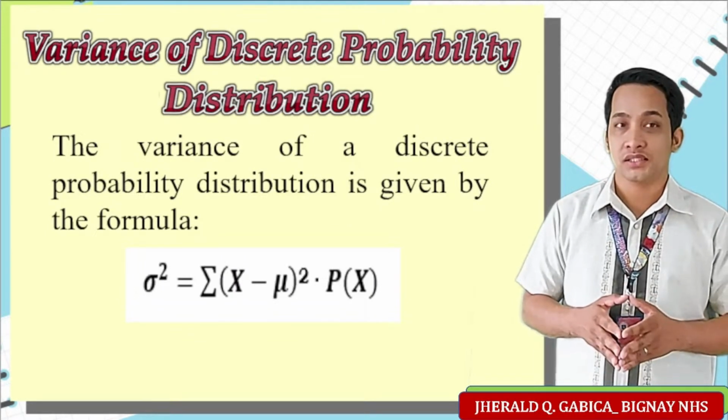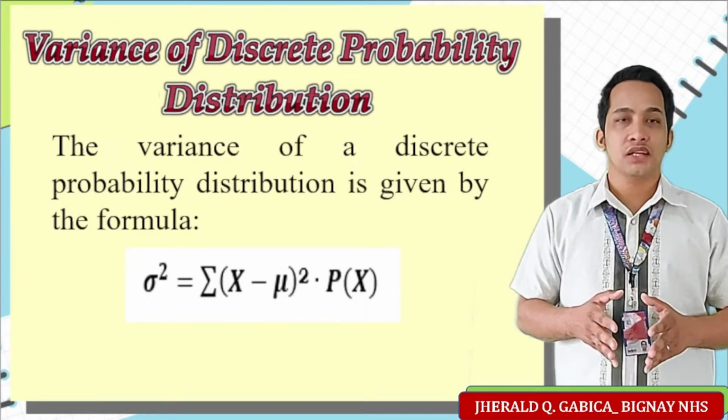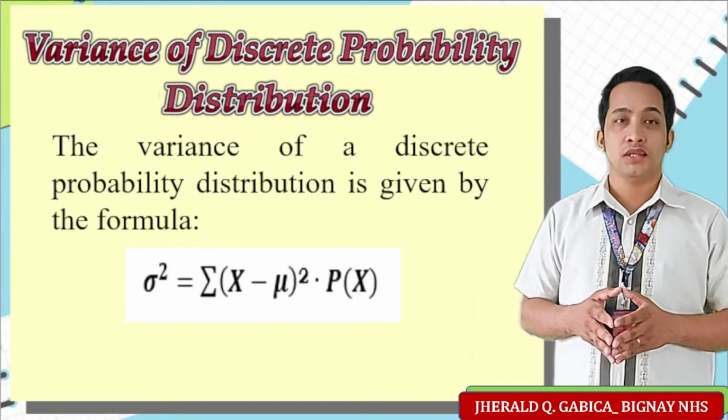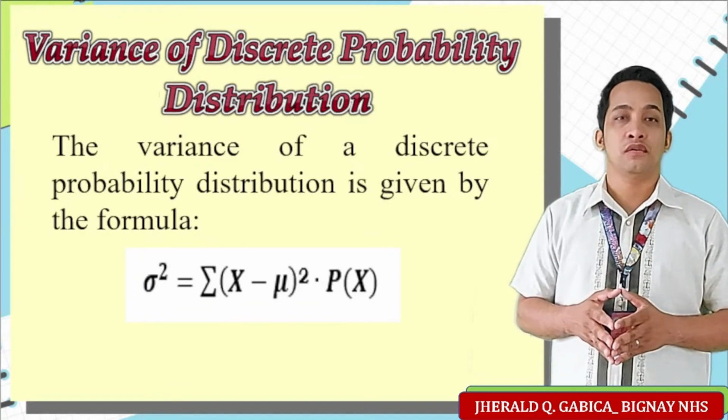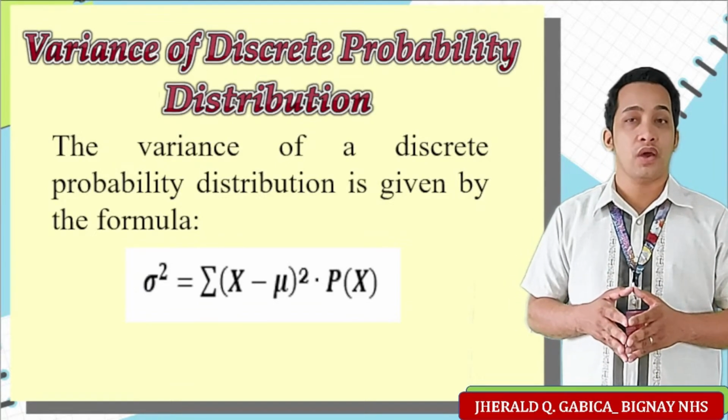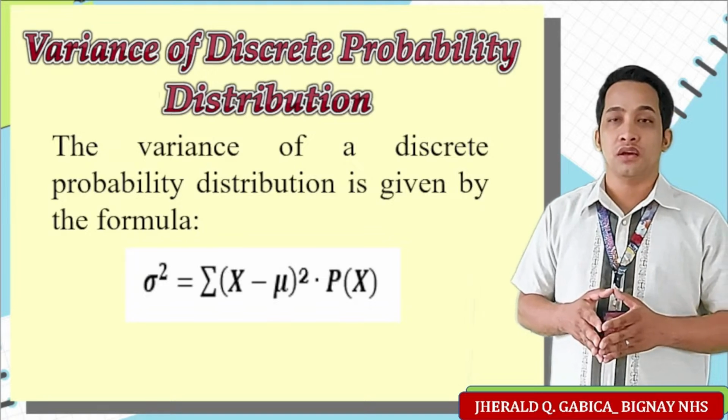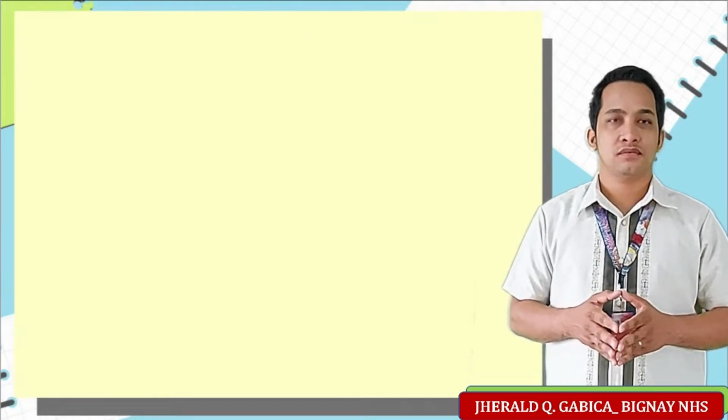And the variance of a discrete probability distribution is given by the formula: variance is equal to the summation of the quantity x minus mean, squared, times the probability of the random variable x.